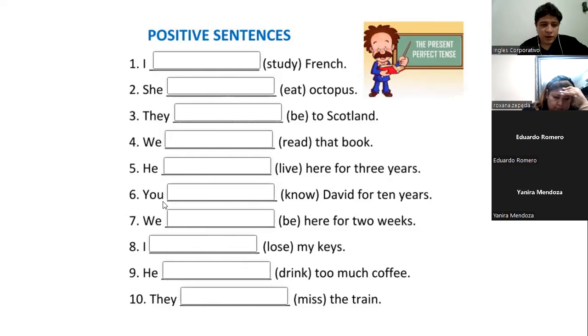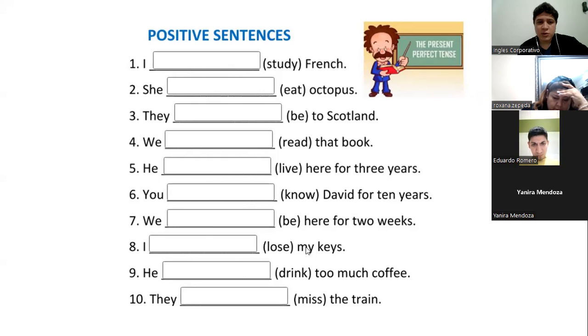So estas oraciones que tenemos aquí, vamos a hacerlas en present perfect, right? Por ejemplo, tenemos I y tenemos el verbo study, okay? So recordemos que para hacer una oración en present perfect positiva, primero va a ir el sujeto, have or has, y luego el verbo en past participle. Eso es todo, right? Por ejemplo, aquí sería, I have studied, okay? Está bien.